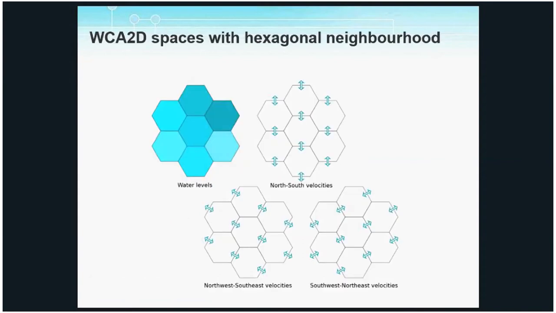So based on these data format developments, we moved on to change the WCA2D flood model. And here we have already a few changes. So for the center cell, we have six neighbors, first thing, obvious, using hexagons, but we need an extra space for the velocity. So here we have three directions, as you can see in the slide. So we have an extra complexity for using hexagons in this cellular automata model.